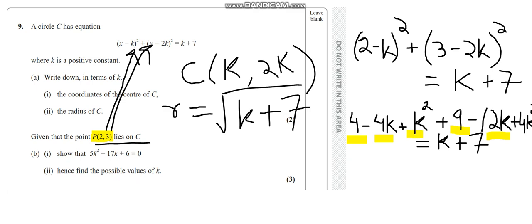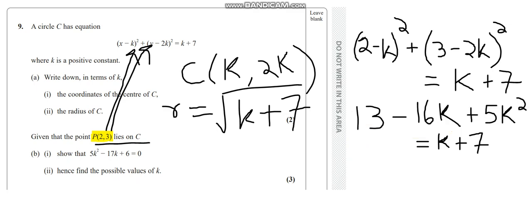And we have k squared and we have 4k squared, and we can already see that we are able to form an equation, that's 5k squared minus 17k plus 6. But first what we need to do is see these common terms and just add or subtract them together. There you go, 13 minus 16k plus 5k squared.